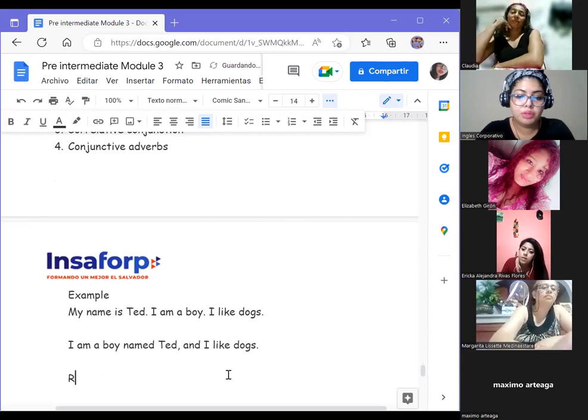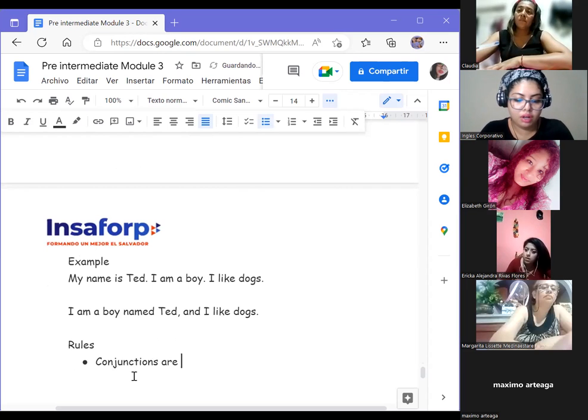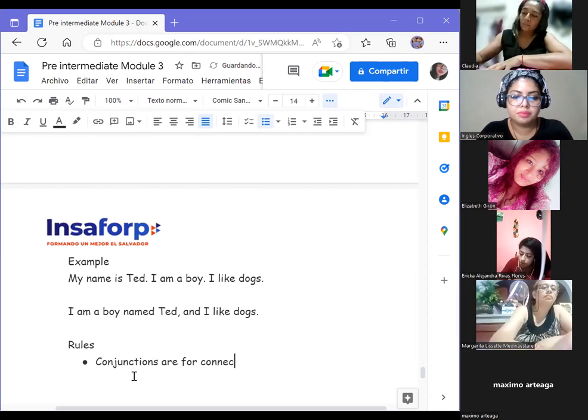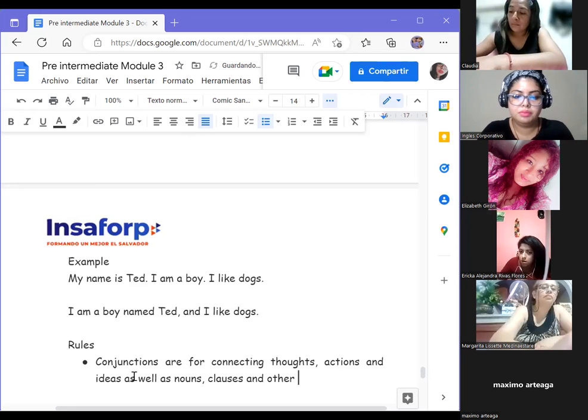So, we are going to write here rules, and we are going to write number one. Conjunctions are for connecting actions and ideas as well as nouns, clauses, and other parts of speech. And we have an example.